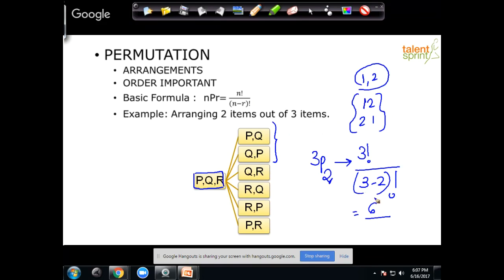6 divided by (3 minus 2) factorial, which is 1, is equal to 6. So this is the basic formula for permutation, right? Now let us look at what is combination.